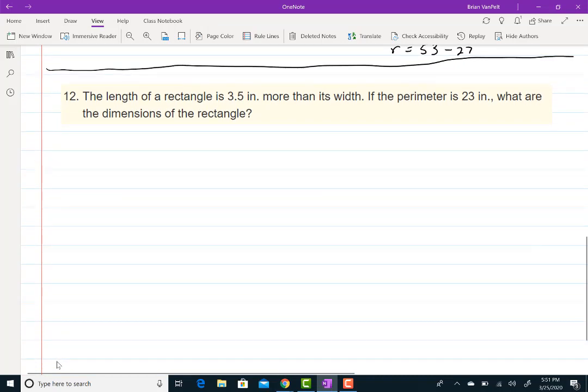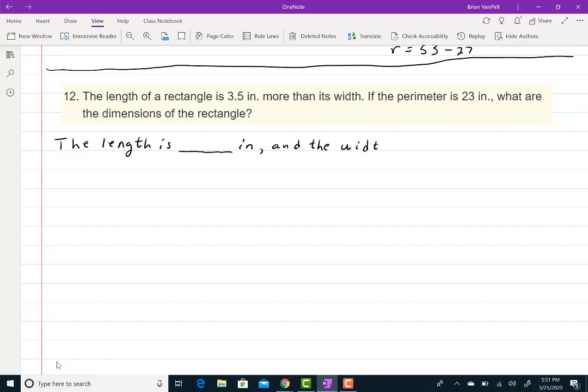Alright, so we have the length of a rectangle is 3.5 inches more than its width. When they say find the dimensions of the rectangle, they mean find the length and find the width. So we could say the length is blank inches, and the units they're using are inches, and the width is blank inches. So for me, like I said, I'm going to use letters that are indicative of what they stand for. So I'm going to use an L for length and a W for width.